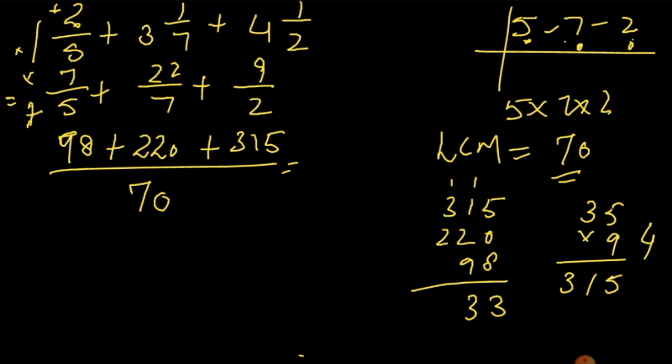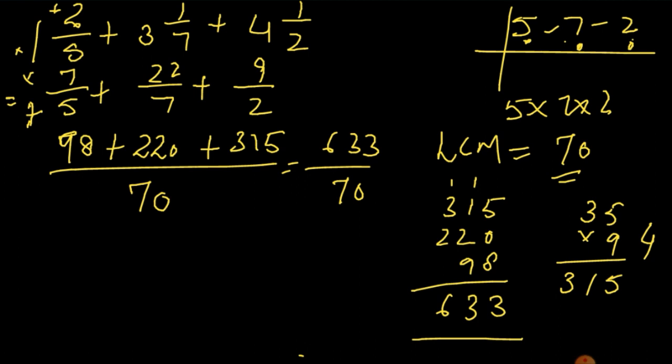3 plus 1 is 4, and 2 is 6. If we add like this, we get 633. Now here we got that the numerator is greater than the denominator. So again we need to convert this into a mixed number.